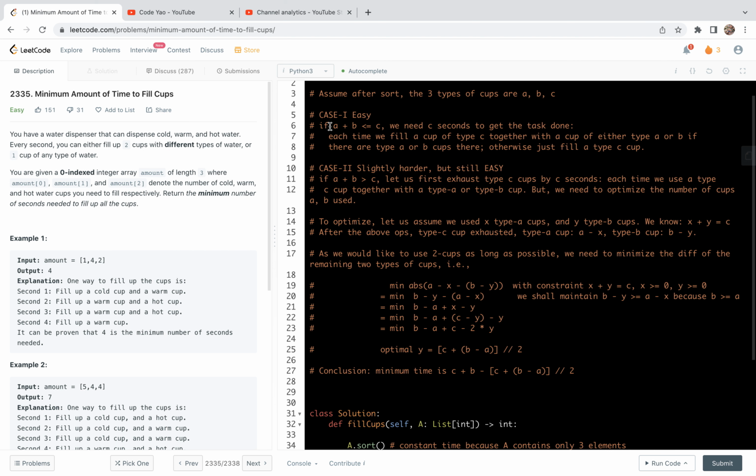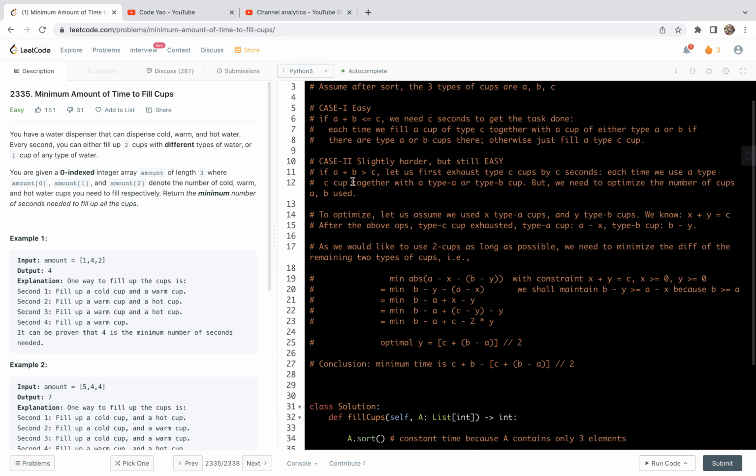We would like to distinguish two cases. The first case is easy: when A plus B is less than or equal to C. In this case, we just need C seconds to get the task done. The strategy is the following. Each time we fill a cup of type C together with a cup of either type A or type B, if there are type A or B cups. Otherwise, we just fill a single cup of type C. That way, we need in total C seconds to get all the cups filled.